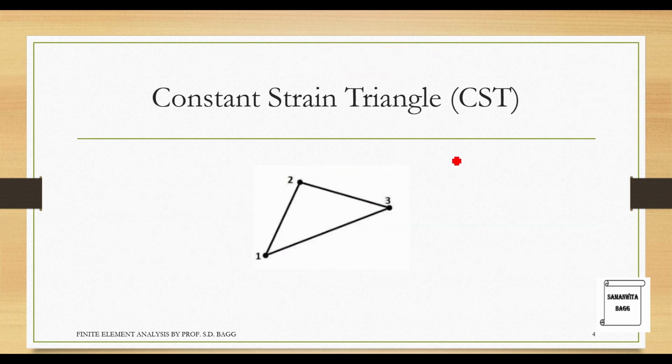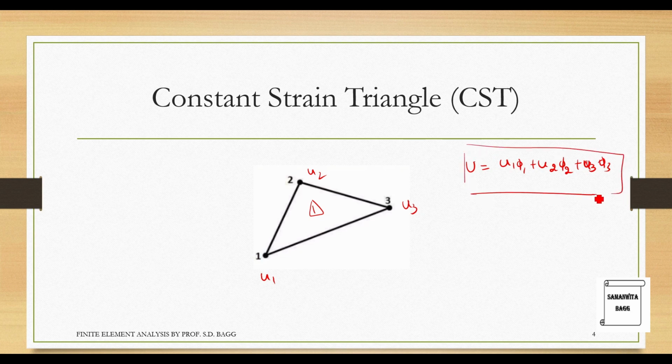Suppose you are talking about displacement at a particular node, say 1, it is u1, here it is u2, and here it is u3. So when I have to calculate the total displacement for this element that you can see over here, this will be u1 phi1 plus u2 phi2 plus u3 phi3. So that's how you calculate the value of the total displacement over this element, where u1, u2 and u3 indicate the individual displacements at each node.